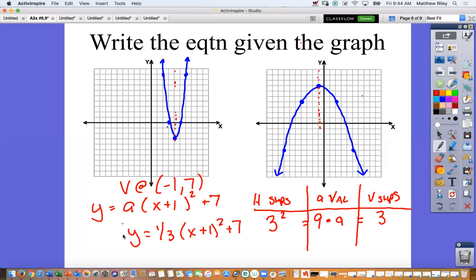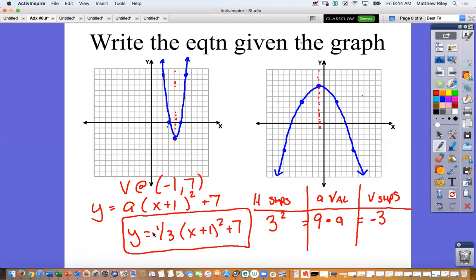Shouldn't it be negative 1/3? Oh, why is it negative 1/3? Because it opens down. That's awesome. And that was going to be the last point that I was going to make. So how many steps did it make? It went down 3. So when it's vertical steps, if it opens up, it has to be positive. If it opens down, it has to be negative.